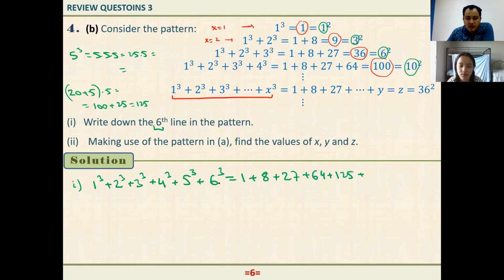Plus, in a similar way, how about 6 cubed? It is 6 times 6 times 6. 6 times 6 is 36. And 36 times 6, what is it?